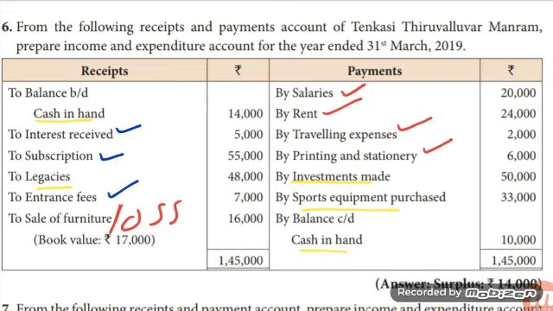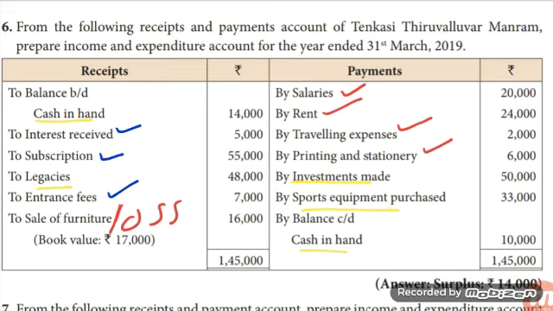Selling price is given here. What is the selling price of furniture? 16,000. Its book value would be 17,000. How can you calculate profit or loss? By comparing the book value and the selling price. Children, here the selling price is 16,000.